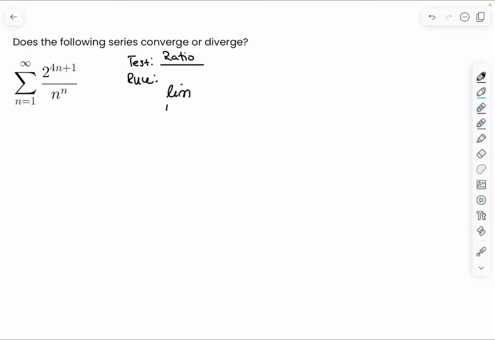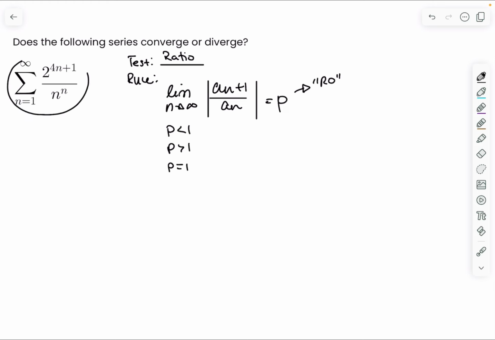The rules of the ratio test are based on the limit as n approaches infinity of the ratio, so a fraction, of your sequence, but anytime you see an n, you're going to add a 1, divided by your sequence, take the absolute value of that. That's equal to a limit, or at Rutgers we call it rho, even though it's a literal p. If rho is less than 1, greater than 1, or equal to 1, then this series converges absolutely, diverges, or the test is inconclusive, which just means try another test, not that there's not an answer.